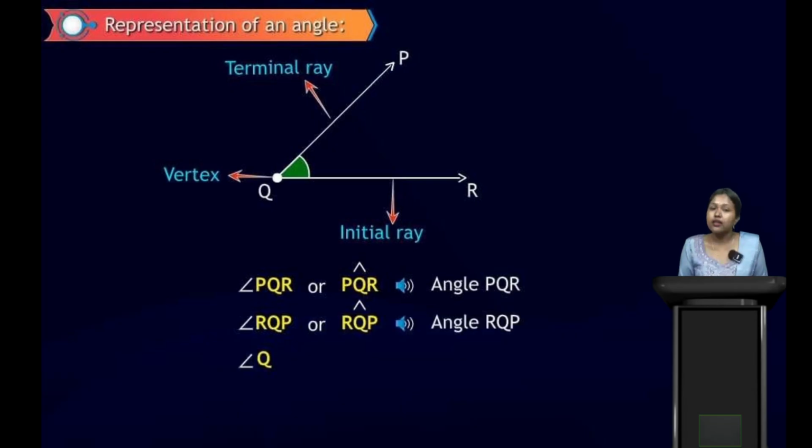Can you name it as only angle Q? Yes, of course we can. We can read it as only angle Q, because here only one angle is there. Now let's move on to one question. Let's see how many of you can answer this question.